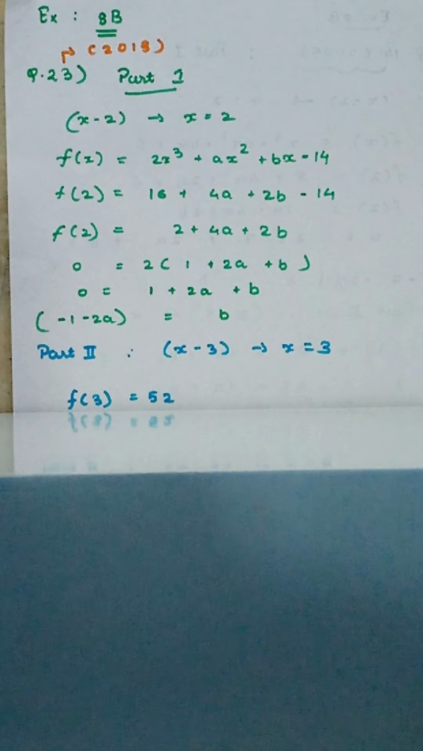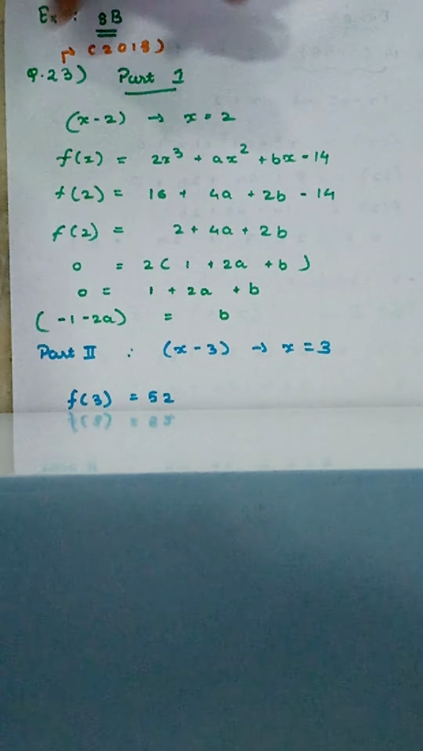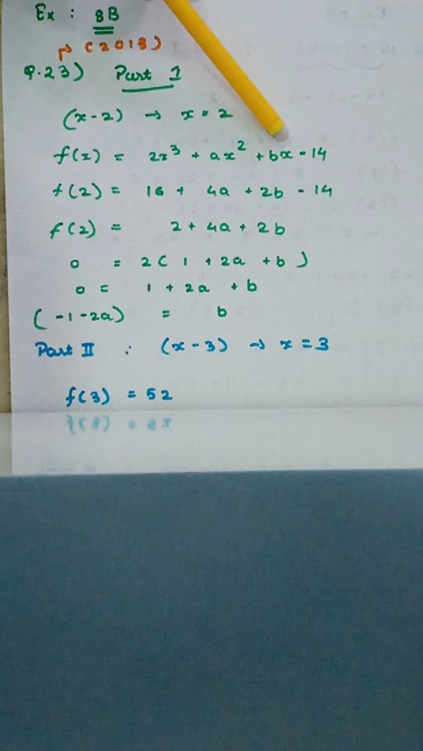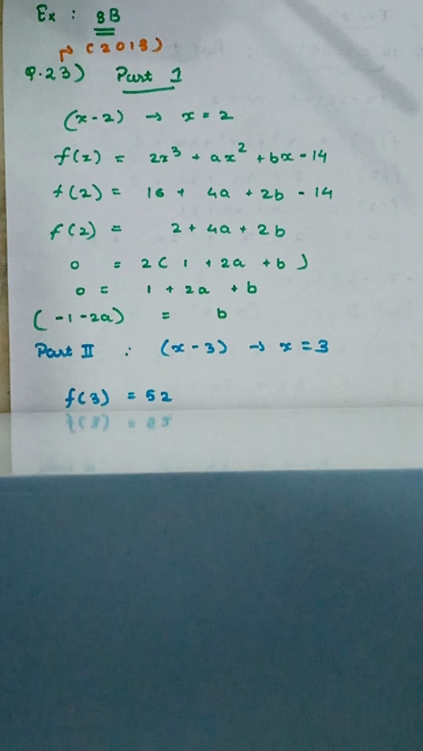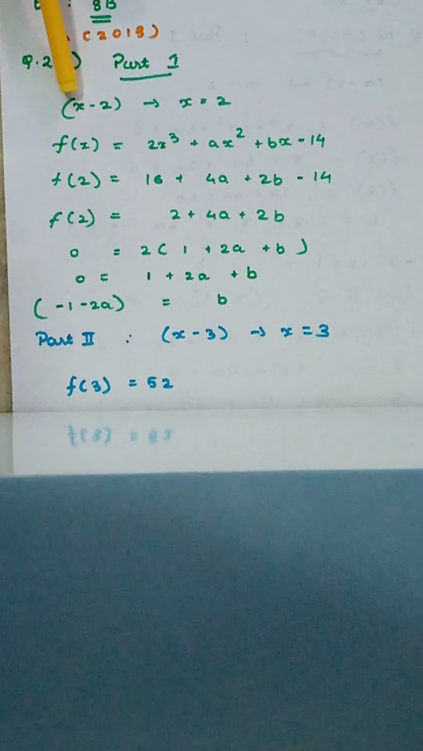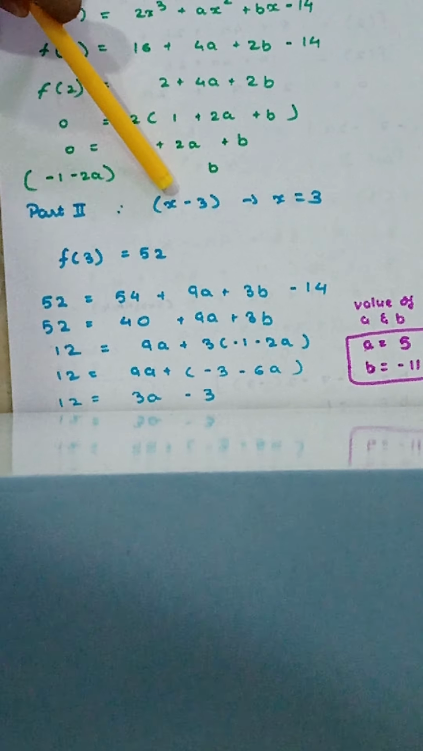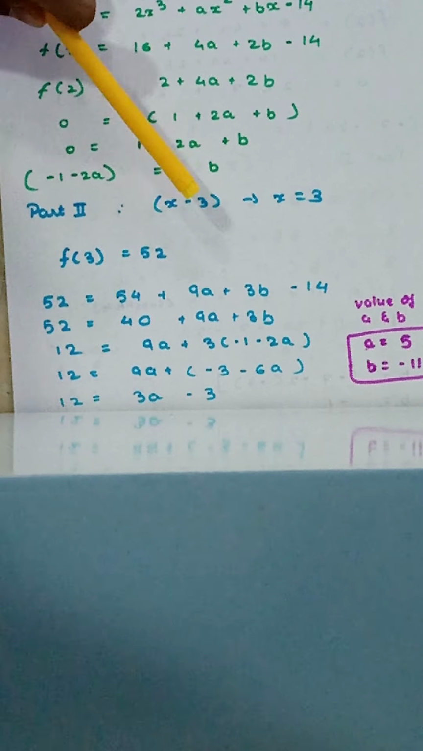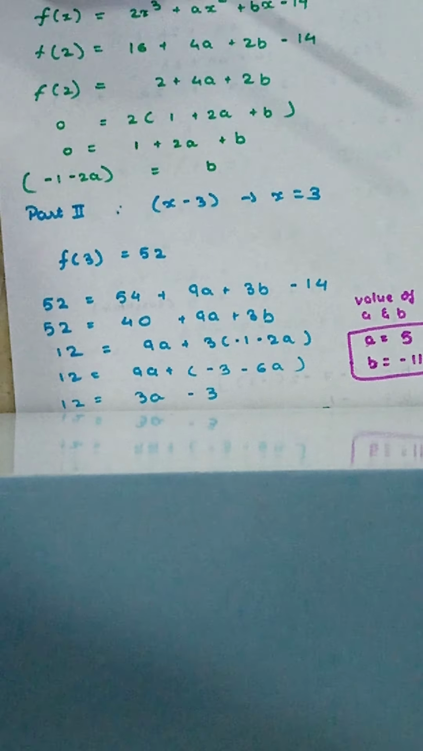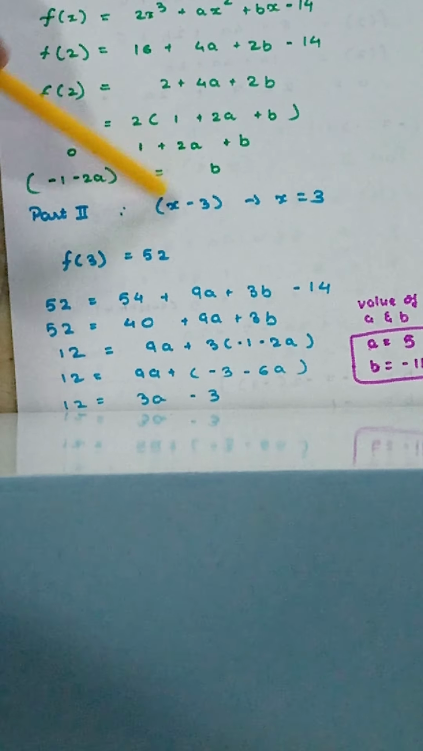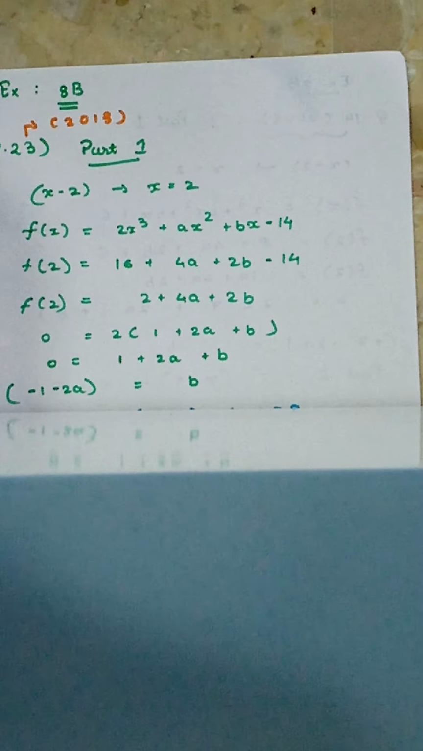So let's proceed. Here the polynomial is 2x cube plus ax square plus bx minus 14, and x minus 2 is one of the factors of this polynomial, and x minus 3 is also one of the factors of the polynomial. Now we get the remainder f(x) equals 3 when the polynomial is divided by the factor x minus 3, and we have to find the values of a and b.